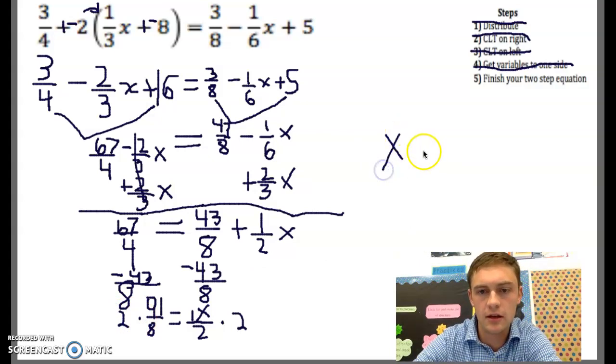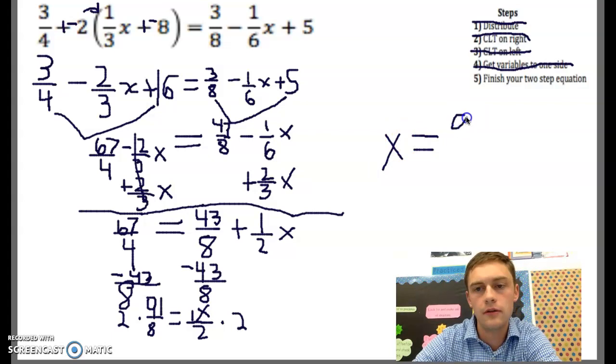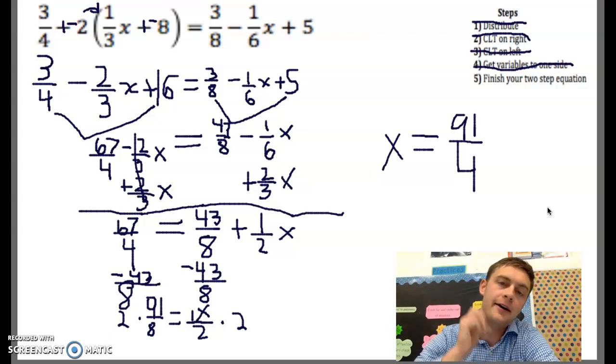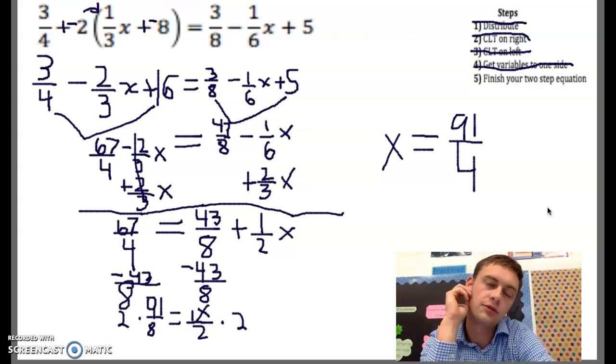x equals 91 over 4. Now, they were fractions and they were difficult. So before you go on to the next sample, I would want you to check that in your calculator. You can go ahead and do that. And when you are done with that, I want you to work on those next problems.